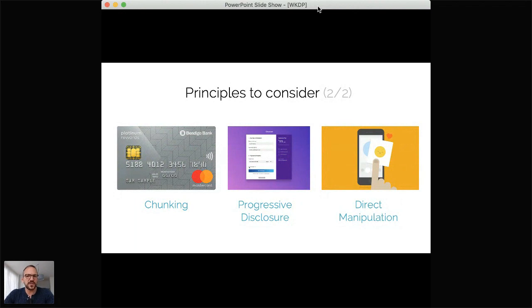It allows you to progressively display information as users need, right? So instead of bombarding them with everything all at once, okay? It's a great principle, and we're definitely going to approach this one at a future date.